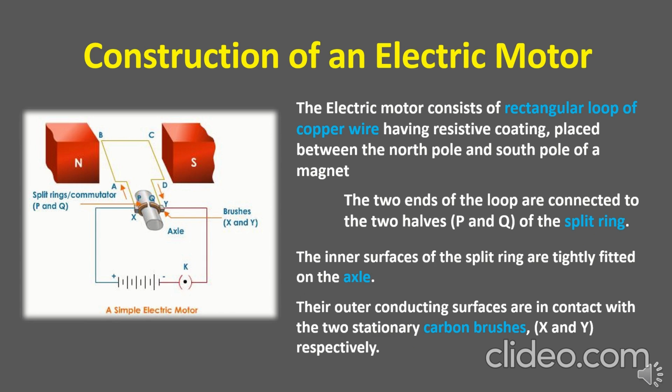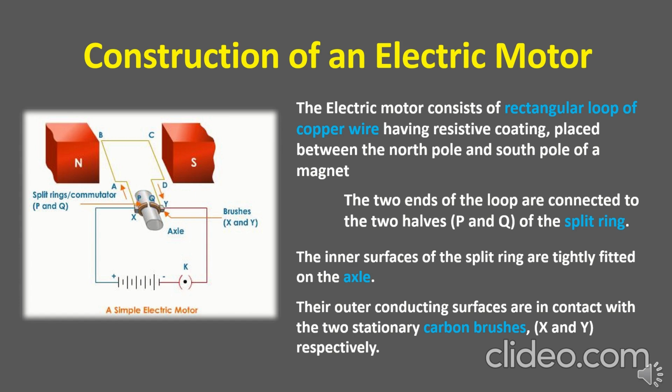The electric motor consists of a rectangular loop of copper wire having resistive coating placed between the north pole and south pole of a magnet. So the copper wire, which is in the form of a rectangular loop forming ABCD, is placed between the north pole and the south pole of a magnet. And here the magnet used is a horseshoe magnet, the U-shaped horseshoe magnet. We have just shown the two ends of the magnet.